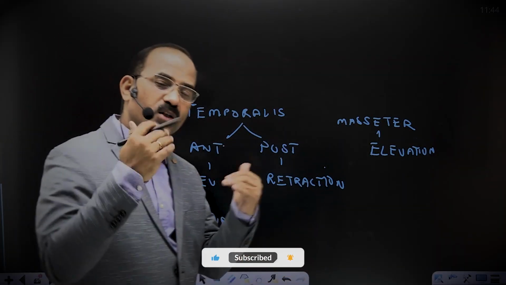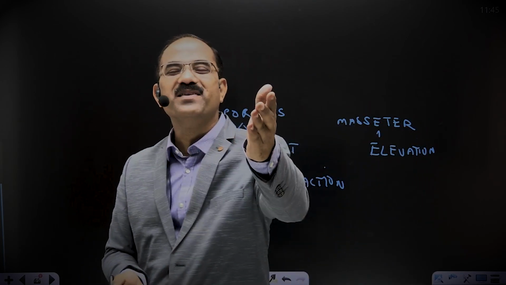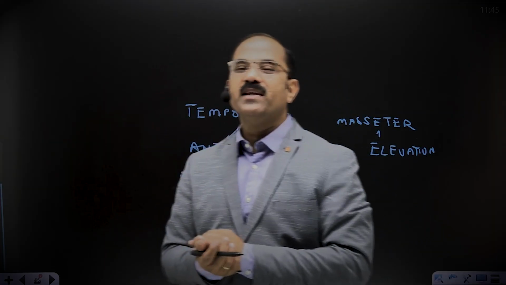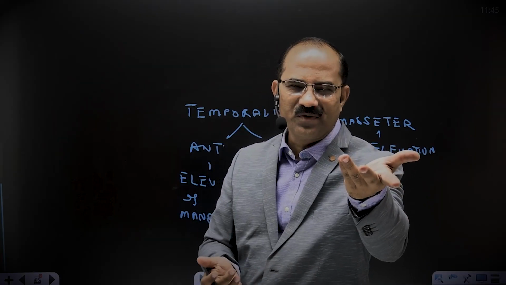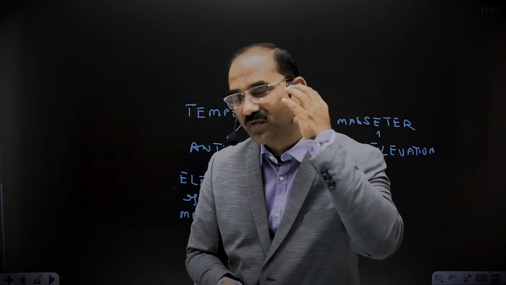Now, which are the other two muscles of mastication? Yes, very good, the medial and the lateral pterygoids. But where do they lie? Come on, you can answer this. We've seen this. Where do the medial and the lateral pterygoid lie? We can't see them. We have to remove the ramus.